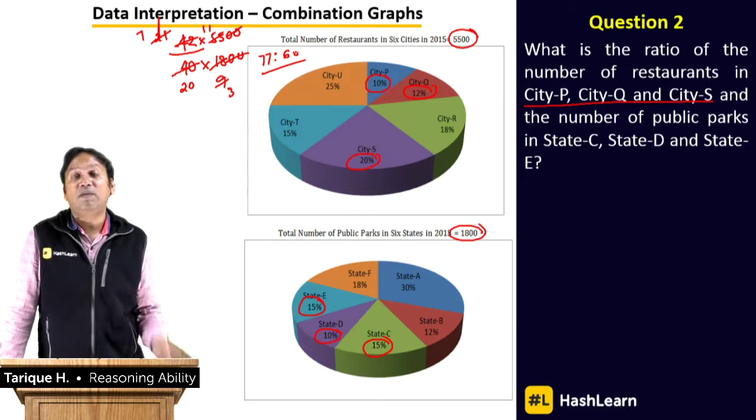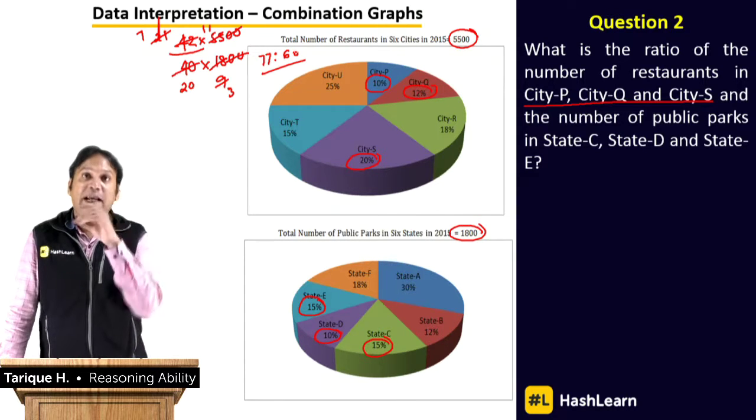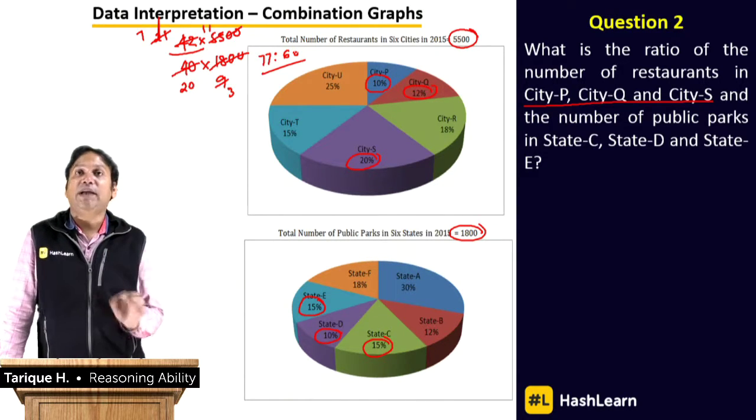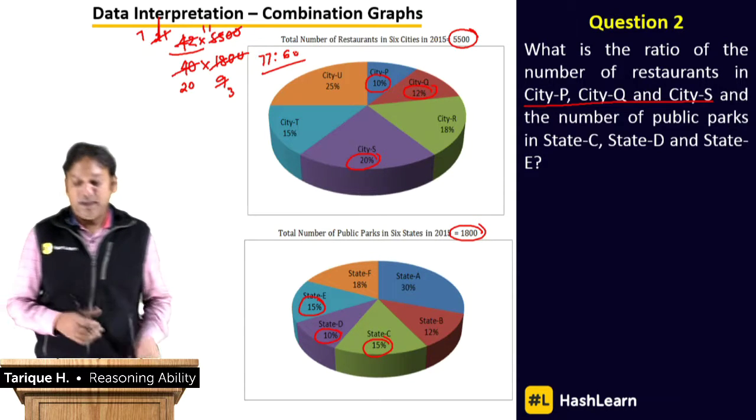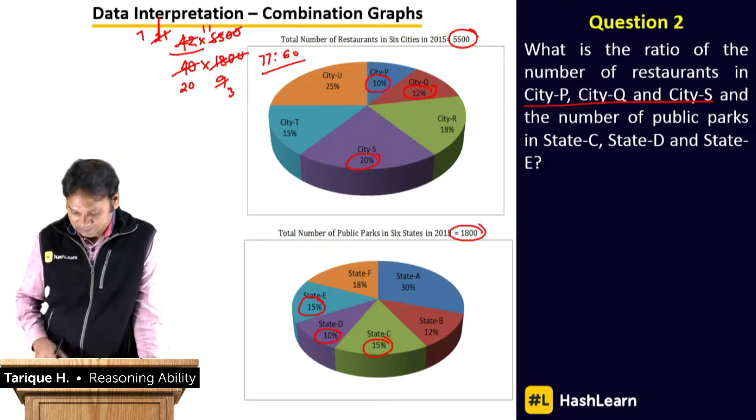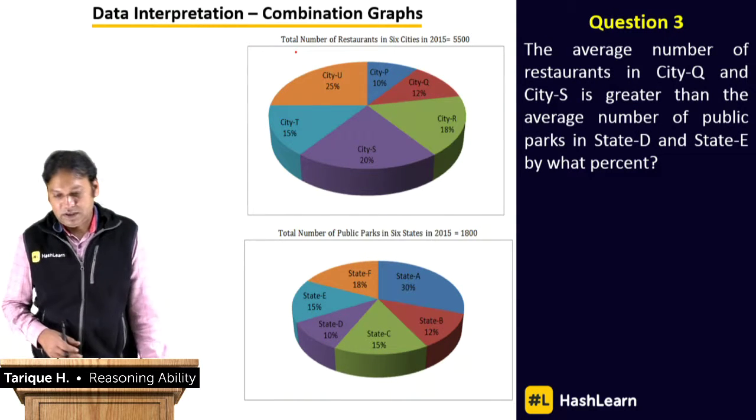Again, we are just working with the percentages. We're not calculating the actual values to get the answers. This is what you have to observe and understand: just working with the percentages, how can we solve and get the answers? Okay, now let's look at question number 3.